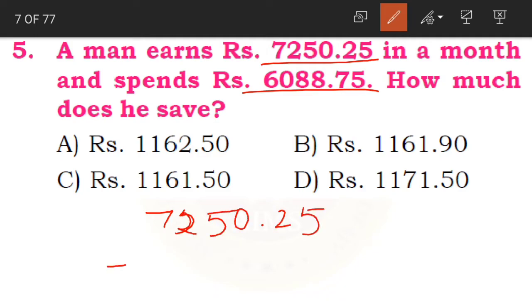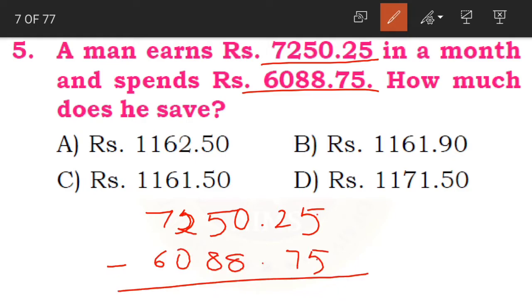7250.25 minus 6088.75. Now 5 minus 5 is 0. 2 minus 7 not possible. So we'll borrow. Here 0 becomes 9 children. We are borrowing from 0. So it becomes 9, and as 0 has nothing to give, we have done in the subtraction with zeros, right? So 0 also borrows from 5 to give it to 2. 5 becomes 4, 0 becomes 9.